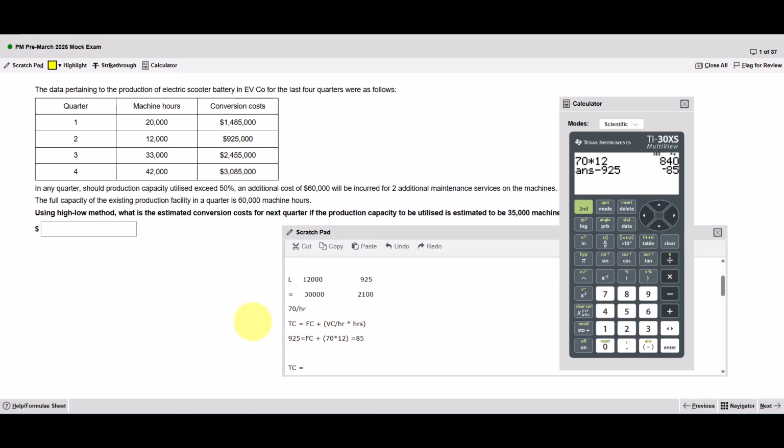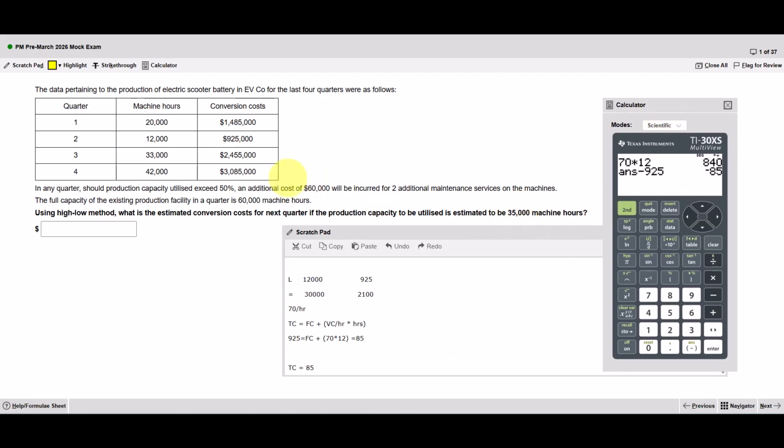And then using the same formula we've got here, so our fixed costs now at 85,000, but we're looking at 35,000 hours, which is incurring this extra 60,000. So now our total is 2.595 million.